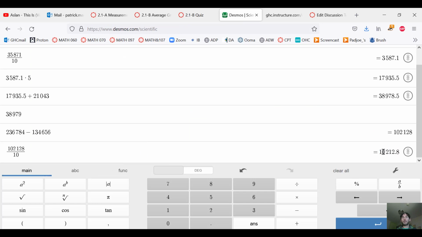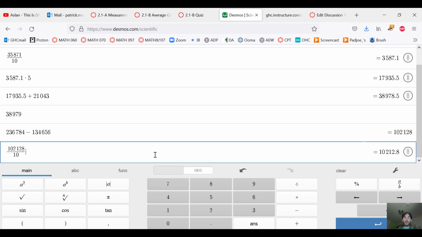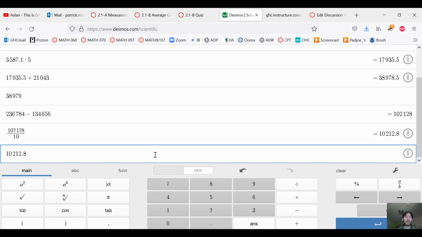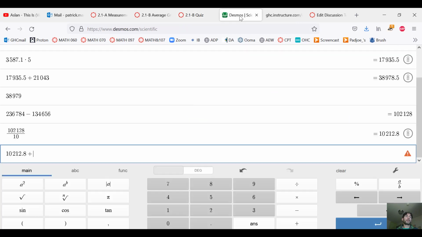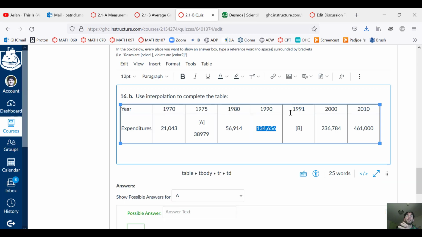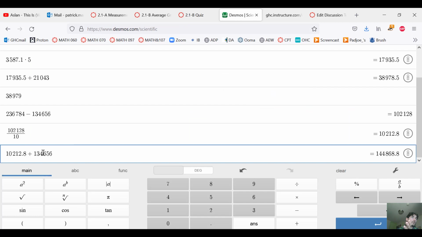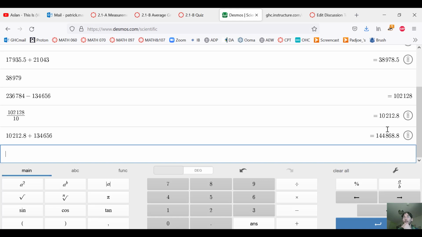I'm just doing this step by step to make it clear. I know there are fancy ways of using a calculator to do it all in one go, and you're welcome to use a calculator any way you want, as long as you get the correct answer. I'm just going step by step to make it clear. So that's the average increase per year, and 1991 is just 1 year later. So I take the 134,000 and add on the 10,212, and I get this.